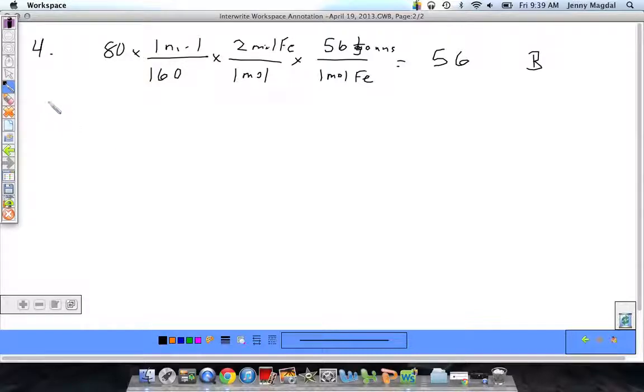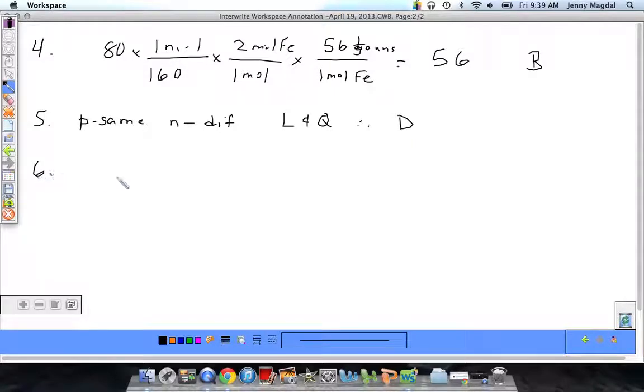Number 5, we're looking for isotopes, so we know that we need to have protons being the same, neutrons being different. The only one from the chart there that works for us is L and Q. Therefore, the answer is D.